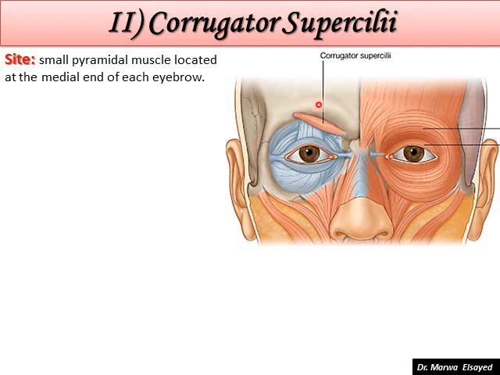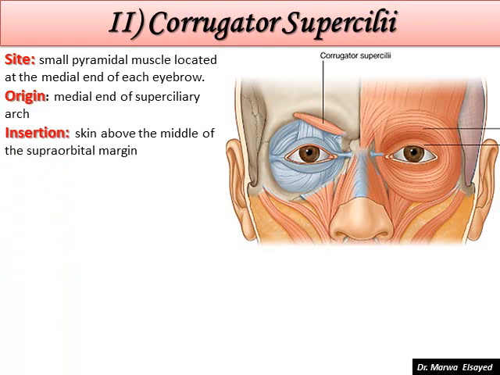This is the superior orbital margin. It is elevated in the medial two-thirds, and this elevation is called the superciliary arch. The origin of this muscle is from the medial end of this superciliary arch, then inserted like other muscles of facial expression. All these muscles take bony origin and insert into the skin overlying the middle of the superciliary arch.